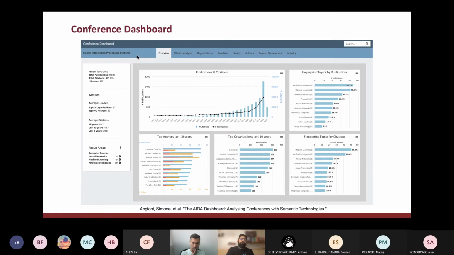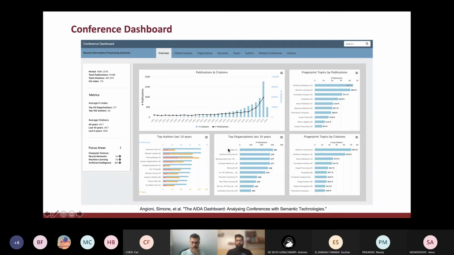Okay, and this is the landing page, which allows you to see or read some general metrics on the left, like period of activity, total publications, total citations, H5 index, some other metrics, and also the focus areas, like the really relevant areas of this conference, because this conference is about neural networks, machine learning, and artificial intelligence.